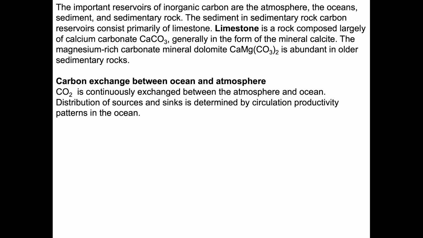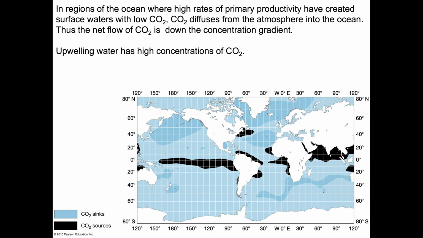There's a carbon exchange between the ocean and atmosphere continuously at the surface. CO2 is continuously exchanged between the atmosphere and the ocean. CO2 enters the ocean, CO2 exits the ocean. That's in a vague steady state. The distribution of sources and sinks is going to be determined by circulation and productivity patterns in the ocean. In regions of the ocean where high rates of primary productivity have created surface waters with low CO2, CO2 diffuses from the atmosphere into the ocean. Thus, the net flow of CO2 is down the concentration gradient. It's being sucked into marine water where the CO2 concentration is lower than the equilibrium value.